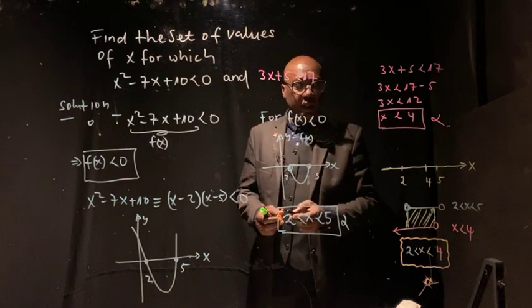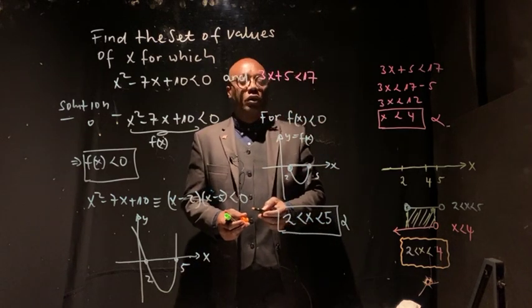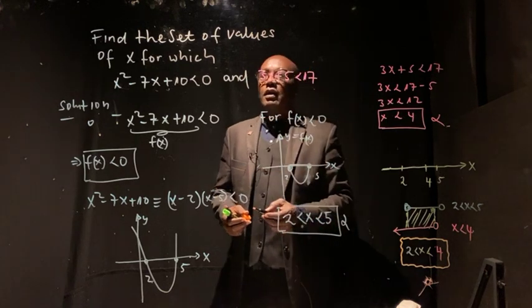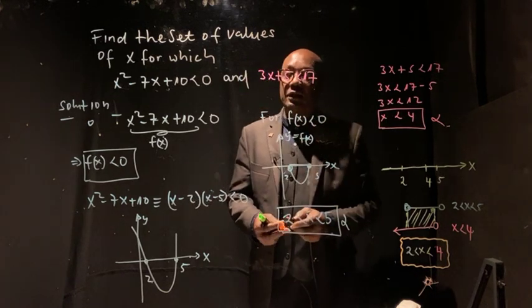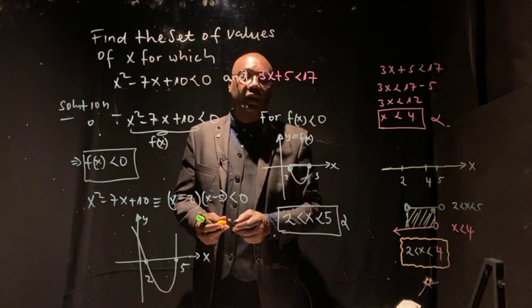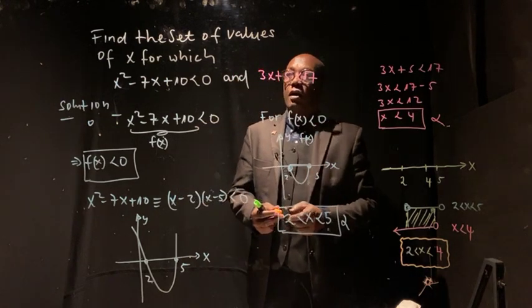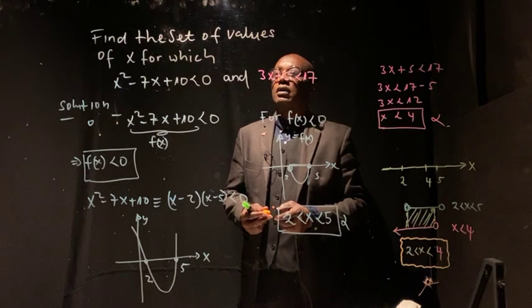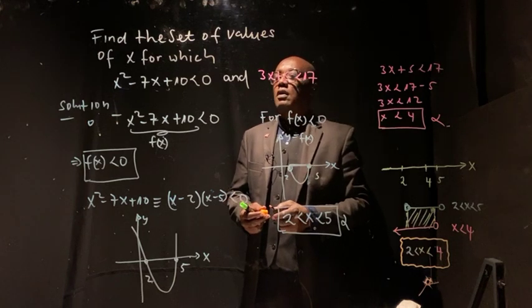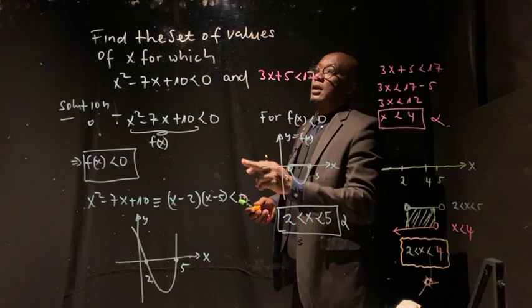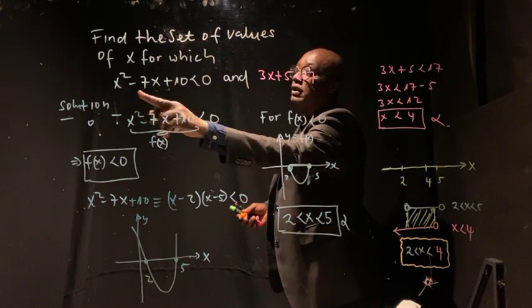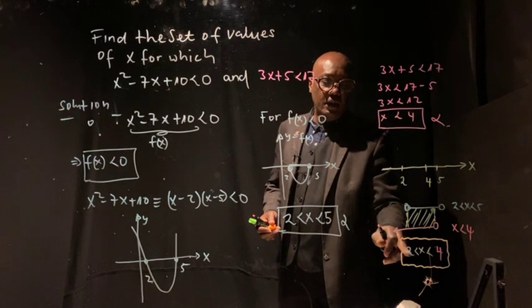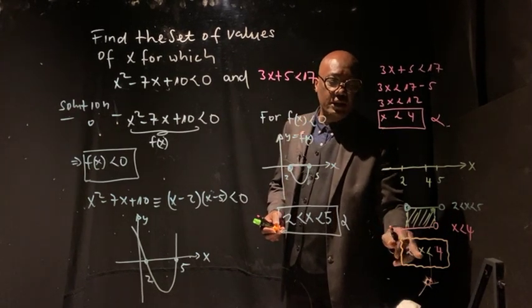So in your conclusion, in your question, you can say, as I dictate, I would like you to write them down: the set of values of x for which these two inequalities, this one and this one, are valid is 2 is less than x is less than 4.